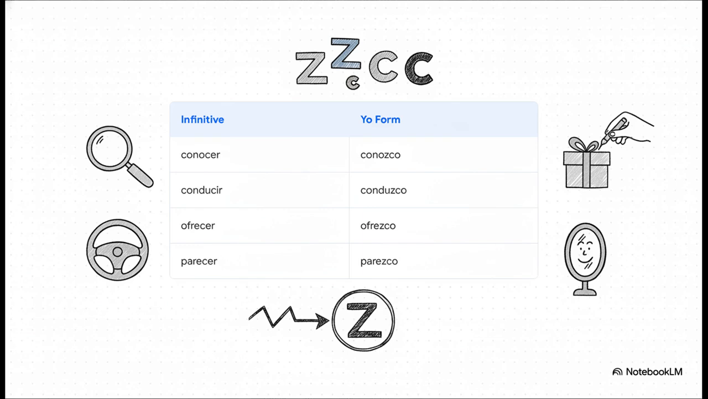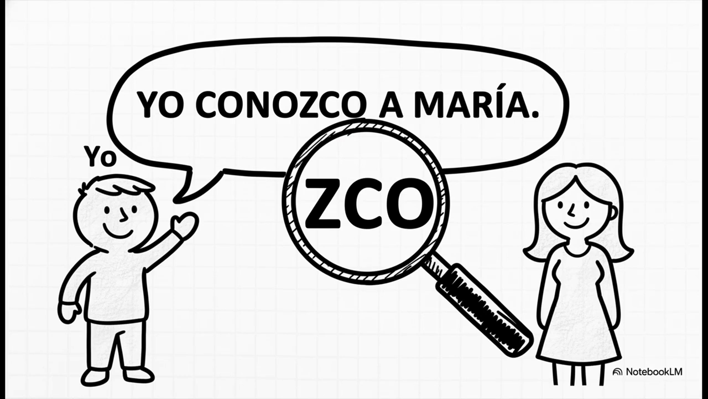It's mostly to make the pronunciation flow a little better, and it creates this super consistent pattern for this whole group of verbs. Here's a classic example you'll hear all the time. Yo conozco a María. Again, you're not saying yo conoco, you're adding that Z sound to make it conozco. Once you train your brain to look for those verbs ending in cer or cir, this pattern gets way easier to spot.